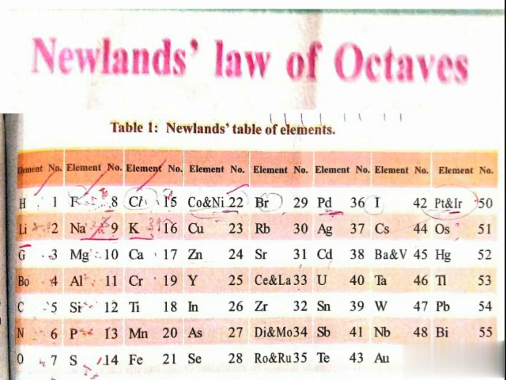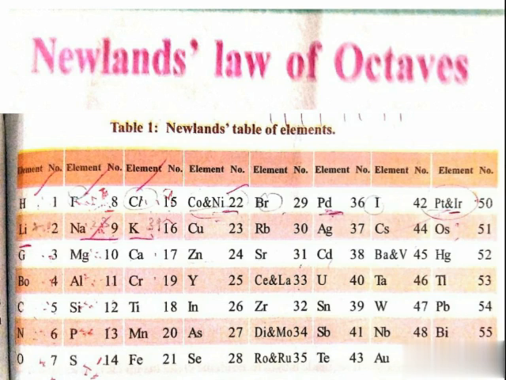Unfortunately, his work was accepted neither by his seniors nor by the juniors of the Chemical Society, which rejected his publications. Here, the elements with similar chemical properties are present along a horizontal row. Newland was the first to assign atomic numbers to elements.